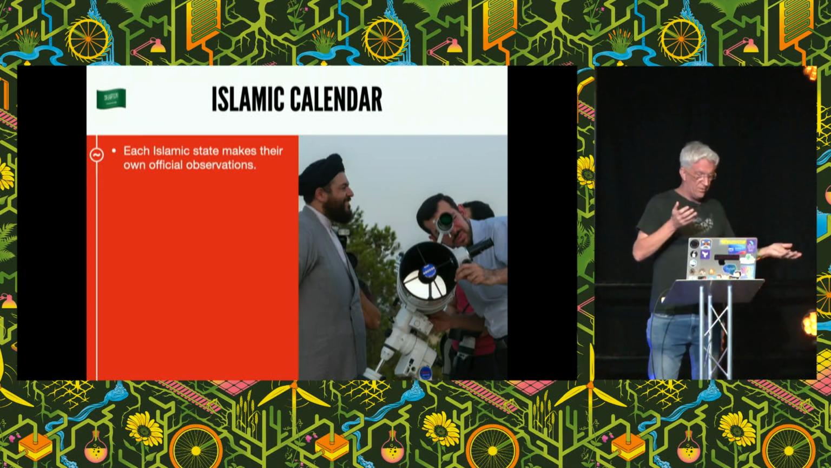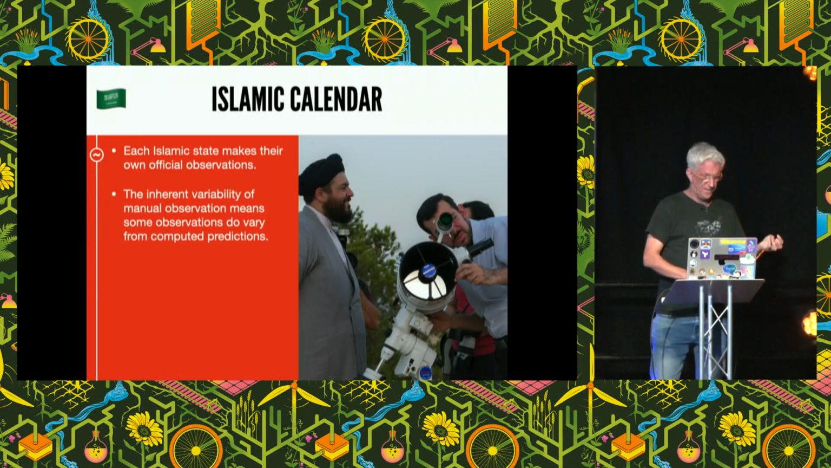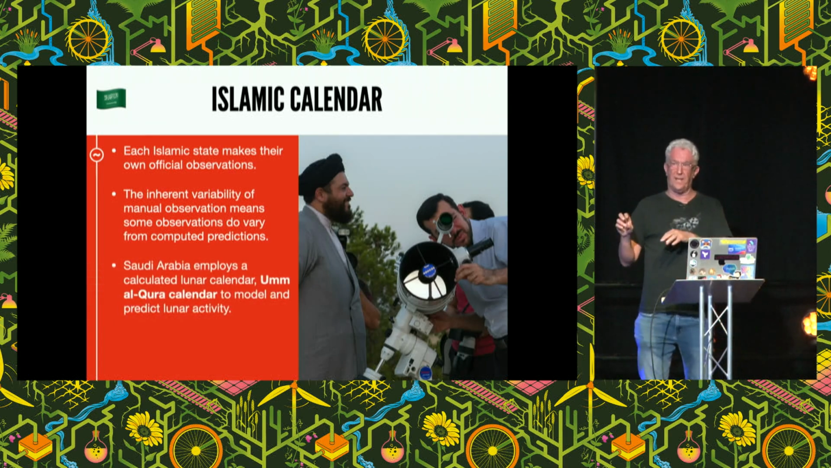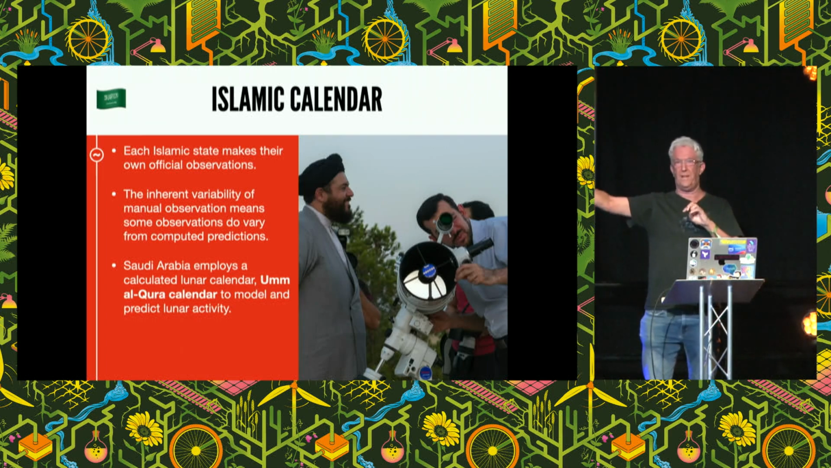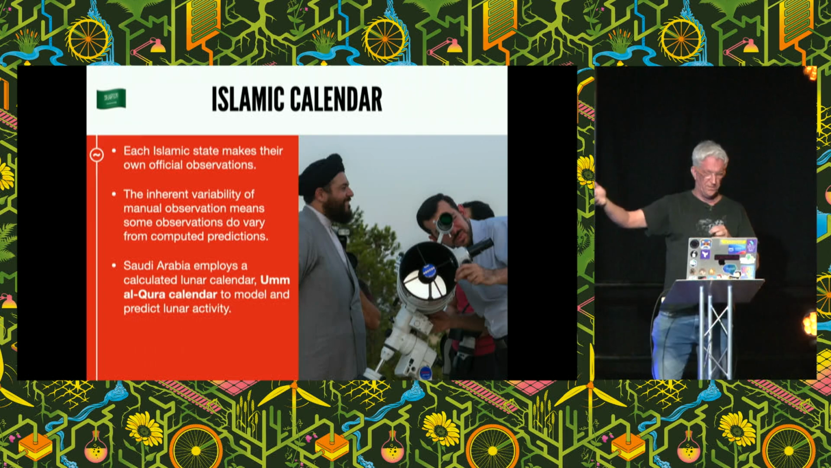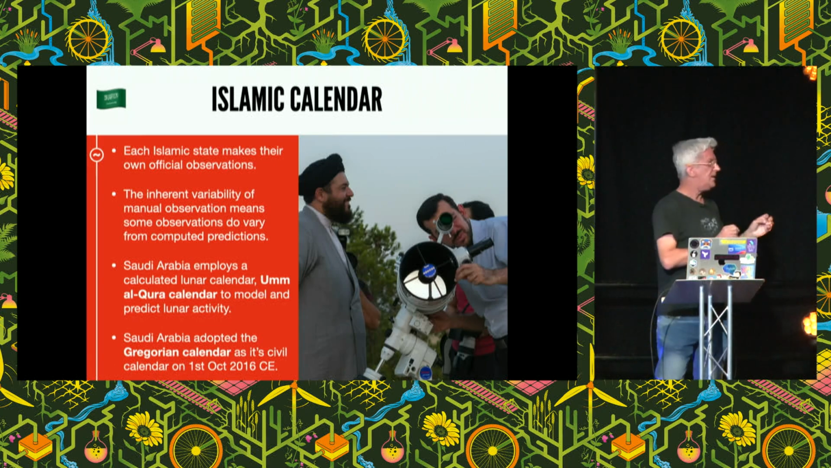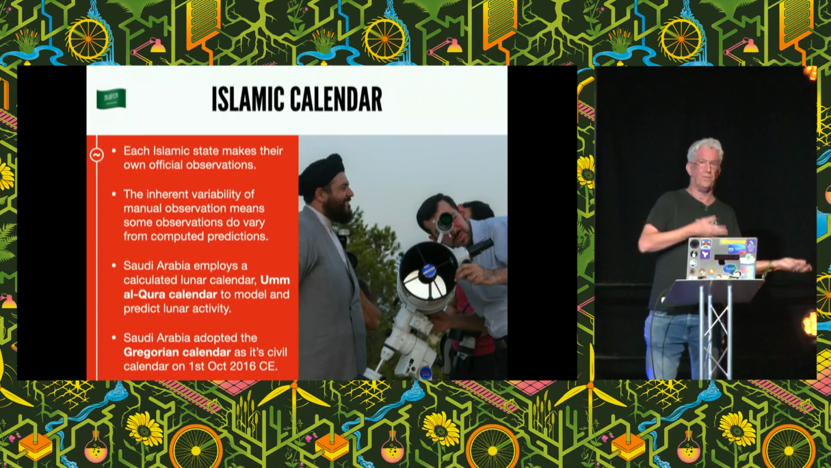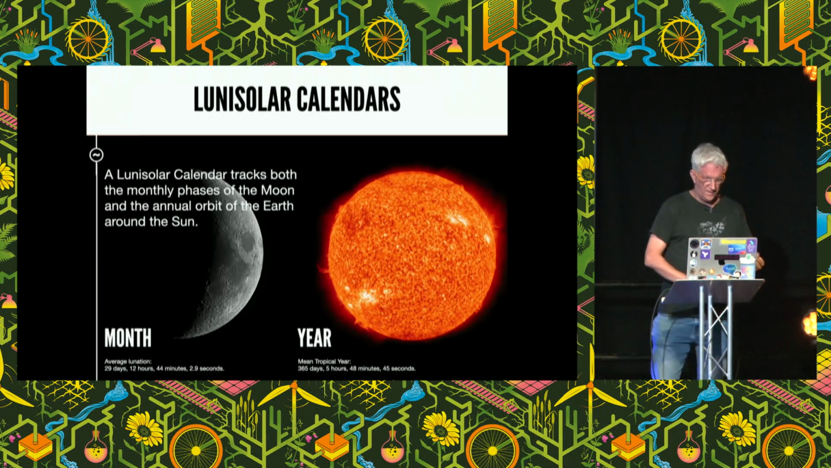So every Islamic state makes their own official observations. And obviously there's a bit of variability to do with the weather, and also the observations are being made in different places as well. So Saudi Arabia has a calculated lunar calendar, so you can actually project in advance with some certainty when the religious events are going to occur, but the official dating is done through observation, so it can be a few days out. And obviously Saudi Arabia is the most recent adopter of the Gregorian calendar as a civil calendar.